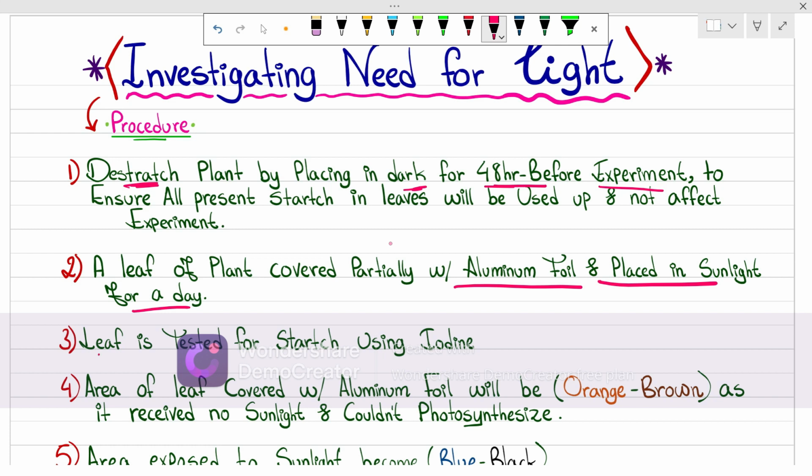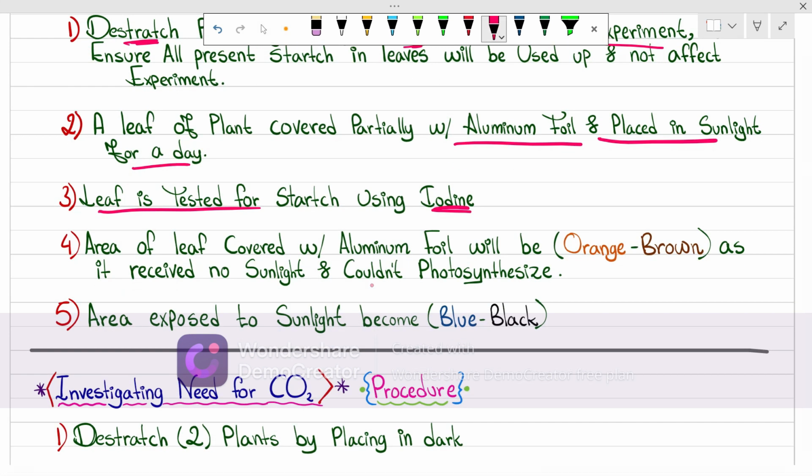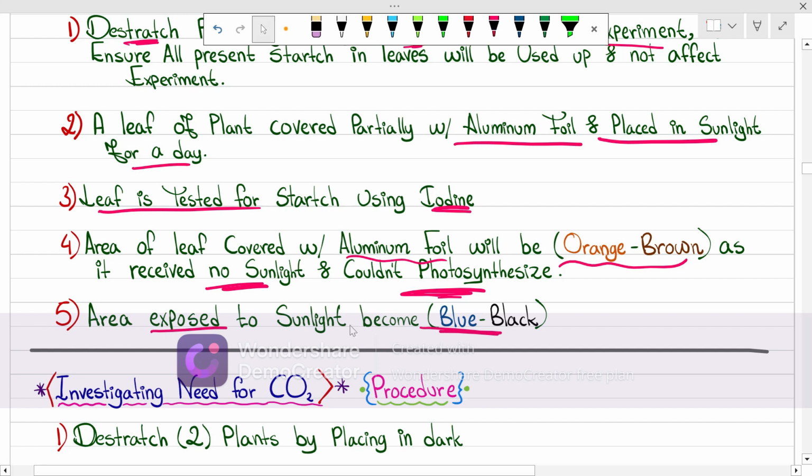Then we test the leaf for starch using iodine solution. The area of the leaf covered with aluminum foil will be orange-brown as it received no sunlight and could not photosynthesize. The area exposed to sunlight becomes blue-black because it was exposed to sunlight and it did photosynthesize.